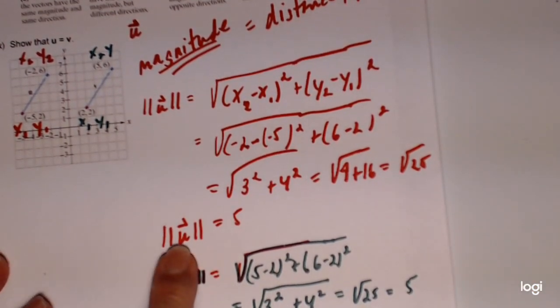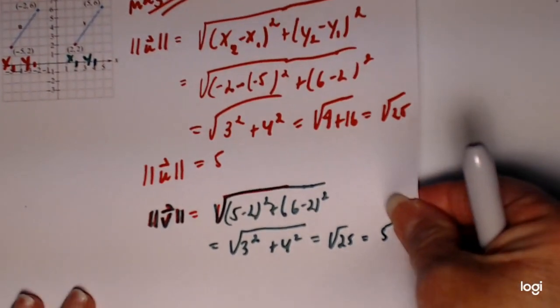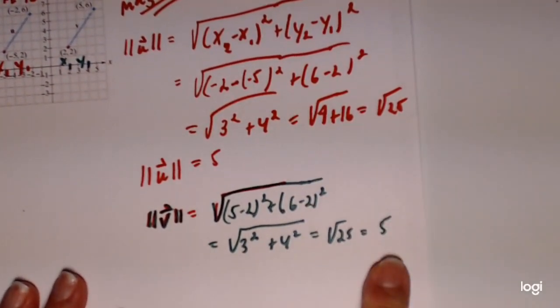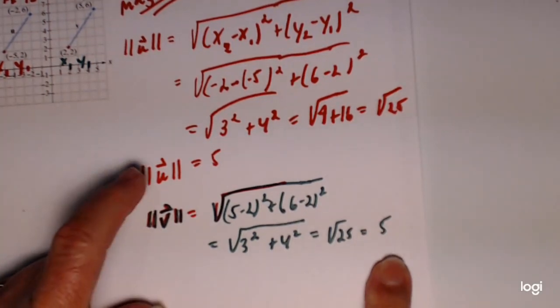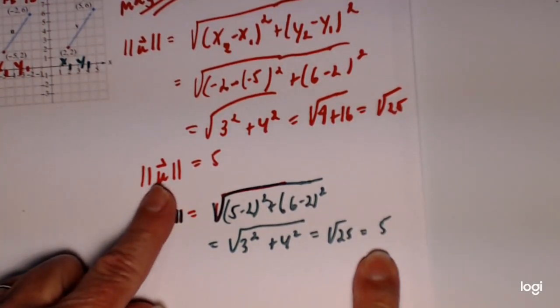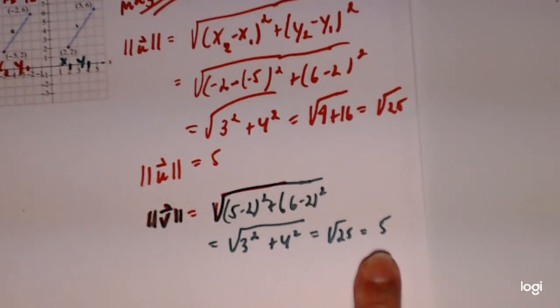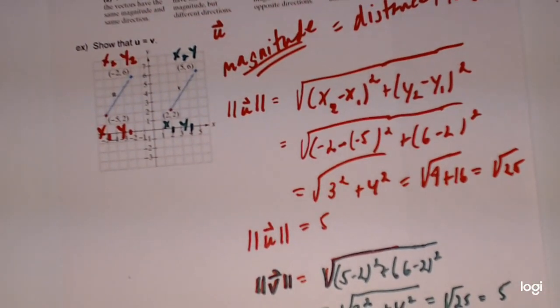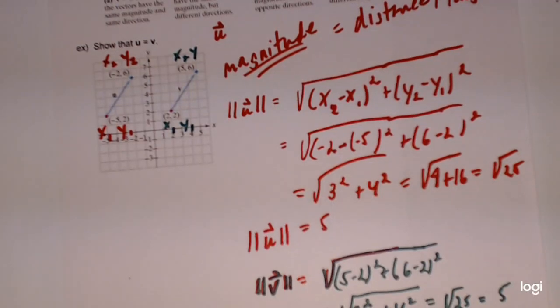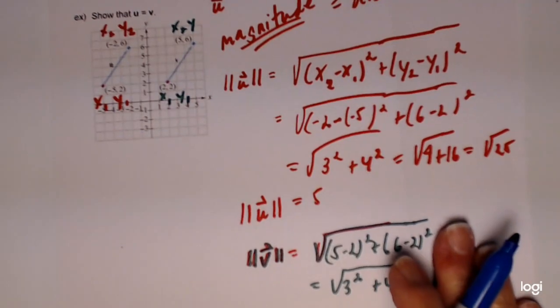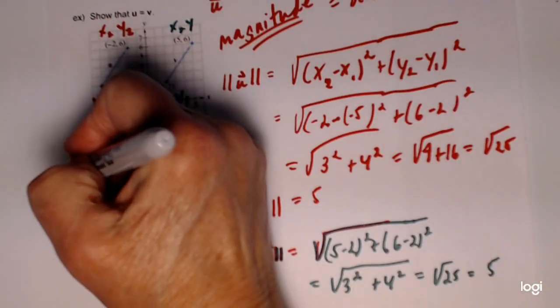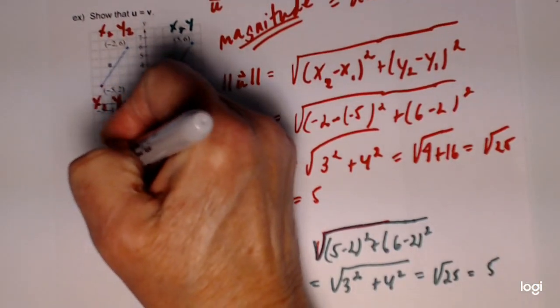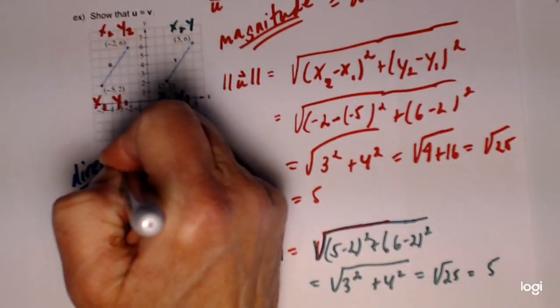So the magnitude of u is 5, and the magnitude of v is 5. So the magnitudes are the same. So it satisfies that requirement. Now we have to consider direction. So as I said before, the direction of a vector, what we're going to use for that is the slope.